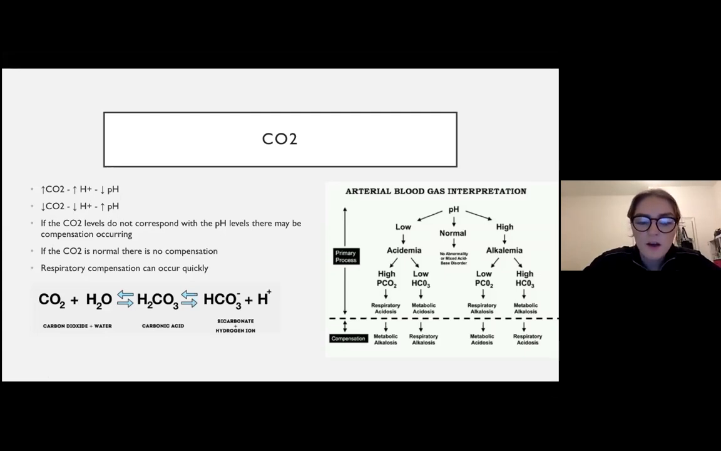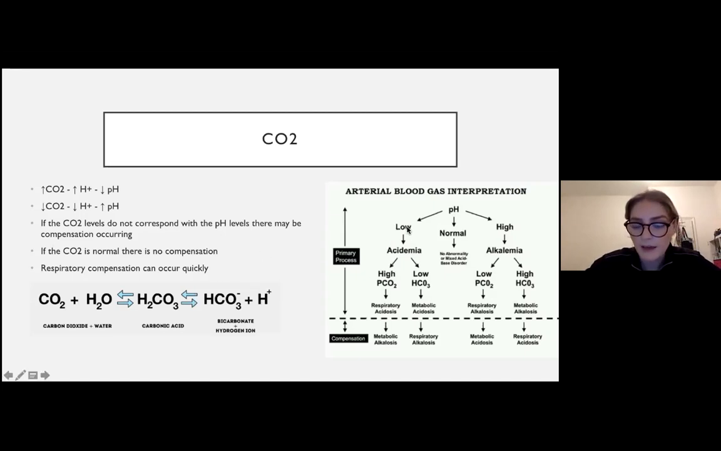Respiratory compensation occurs quite quickly. So you could have someone who's got a metabolic acidosis, and they could be breathing quite quickly to try and blow off some of that CO2 to bring the pH down. And then if the CO2 is normal, then there's no compensation and it's not the cause. So that's something to be aware of.